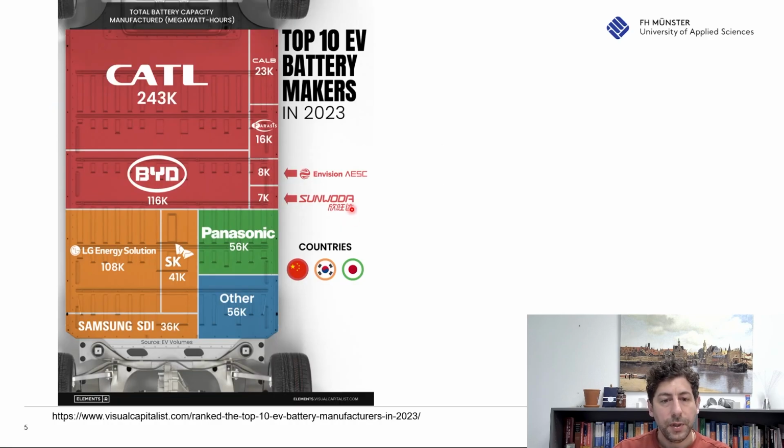And here you see the companies, and it goes basically to these three countries: China, South Korea, and Japan. And here are companies probably all of you know, right? CATL, BYD, or here we have LG, and here in Japan Panasonic, and that's the rest. So we have a very clear dominance of these three countries in the lithium battery production.